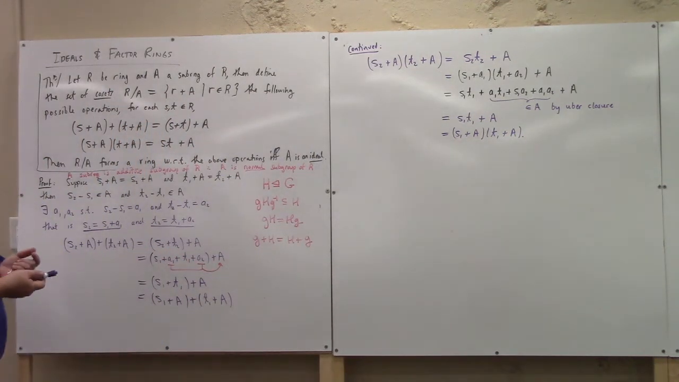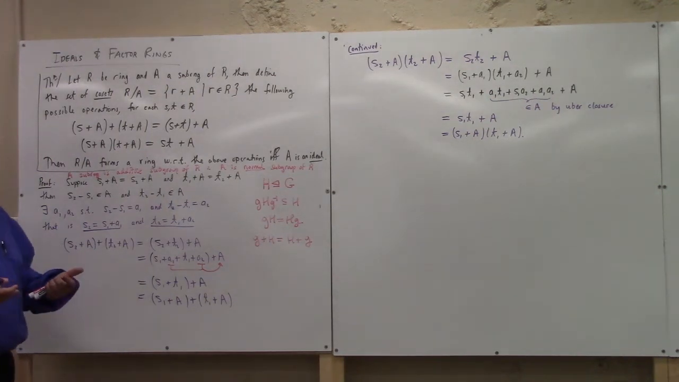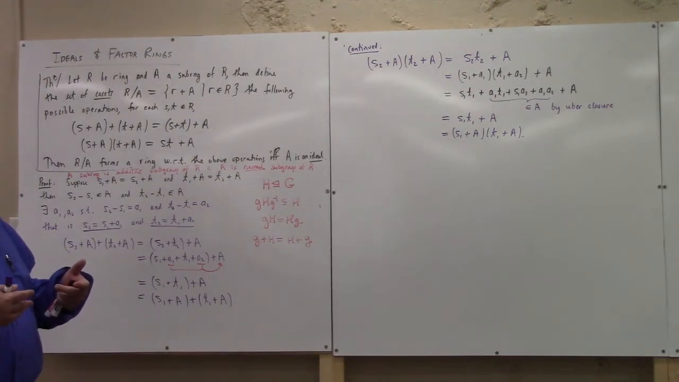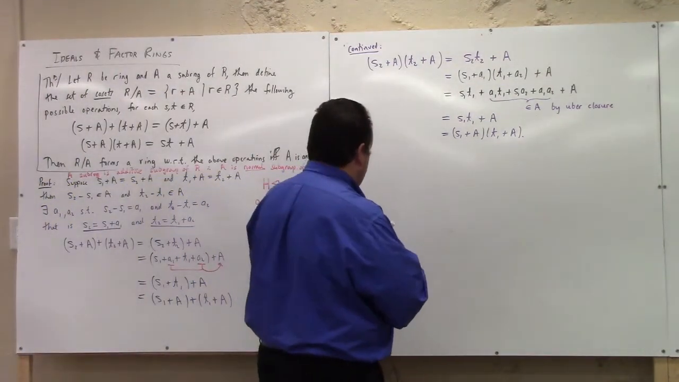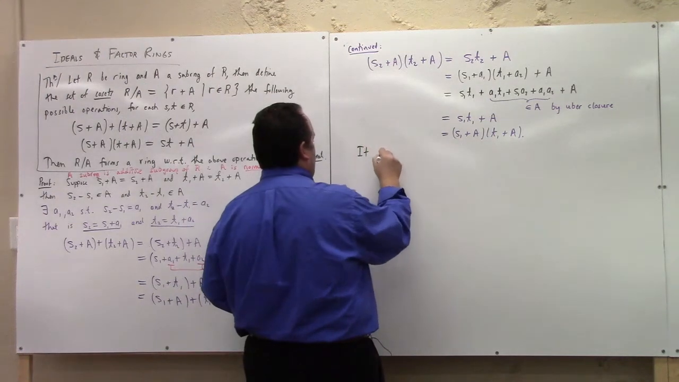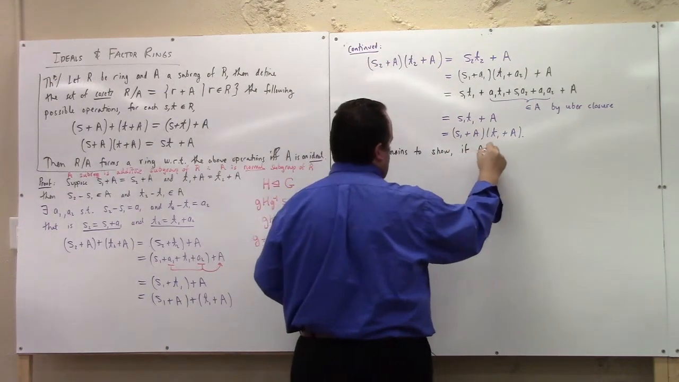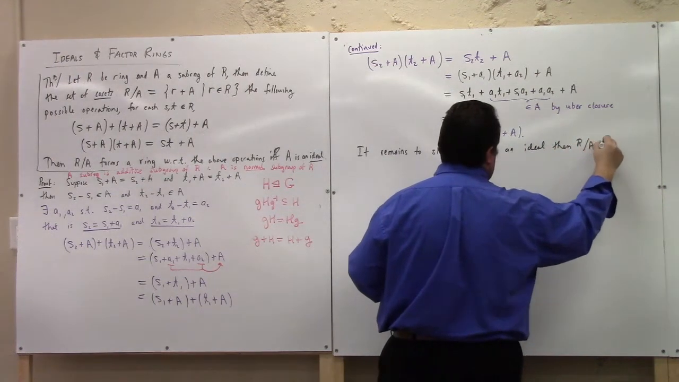Now, does this prove that R mod A forms a ring? No. At the moment, all we've done is give evidence that if A is an ideal, then R mod A is at least a set with two operations on it, namely addition and multiplication. It still remains to prove that those operations satisfy the axioms of a ring. So you've got lots to check, right? Lots and lots to check. It remains to show that if A is an ideal, then R mod A forms a ring.